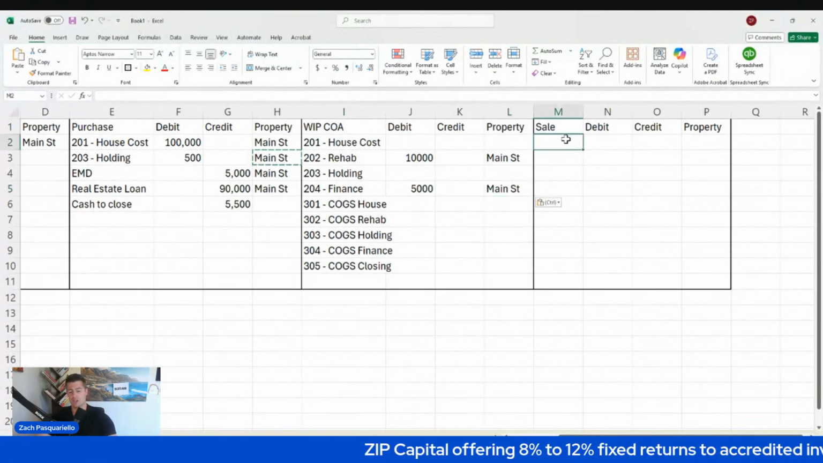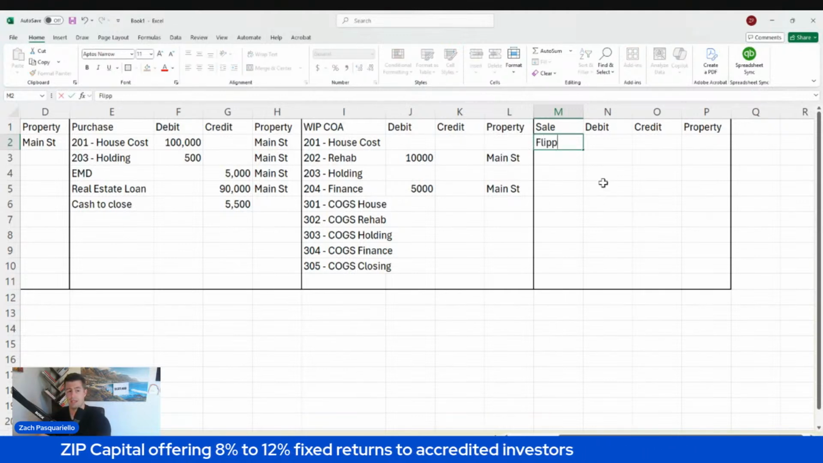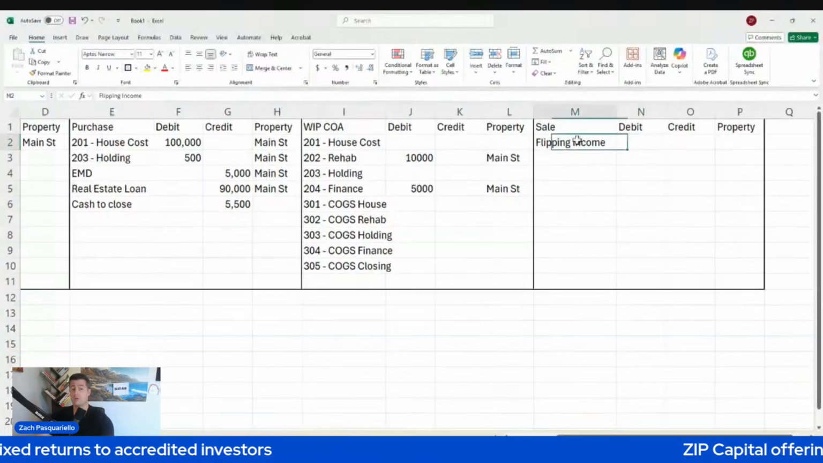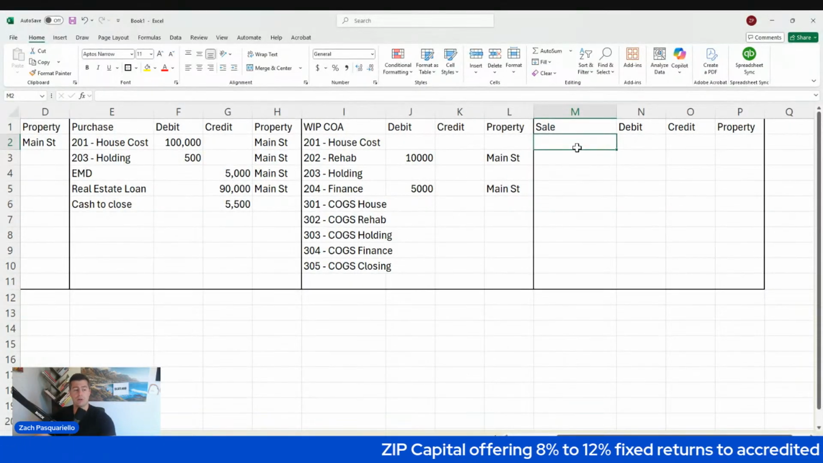Okay, last journal entry here. Now we're selling the property. So now we have flipping income. And once again, this all just comes straight from the HUD. So before we do flipping income, we have to move everything out of inventory into WIP.